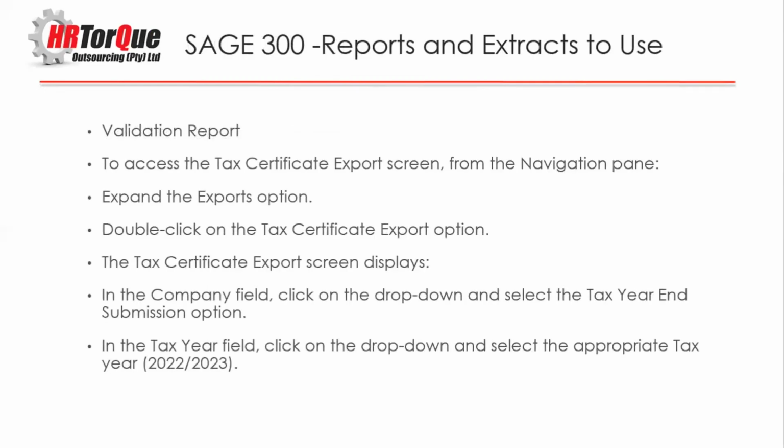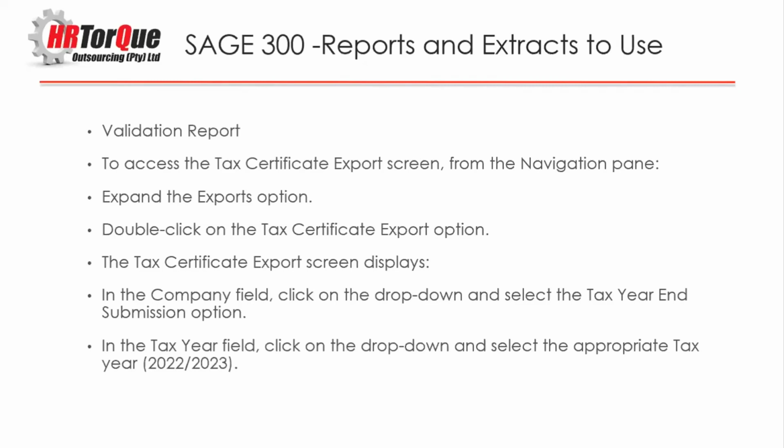All right, so moving into the Sage 300 space. Which reports do we use? We use a validation report. To access that, we go onto the tax certificate export screen from the navigation pane. We go to the export.